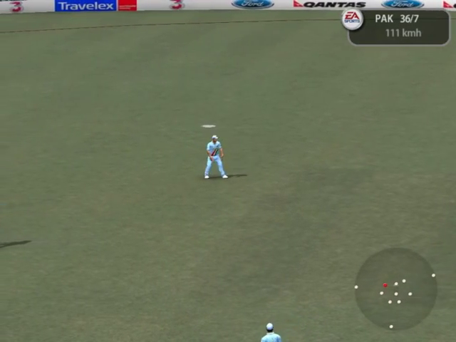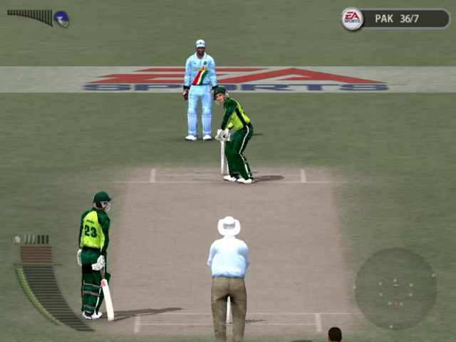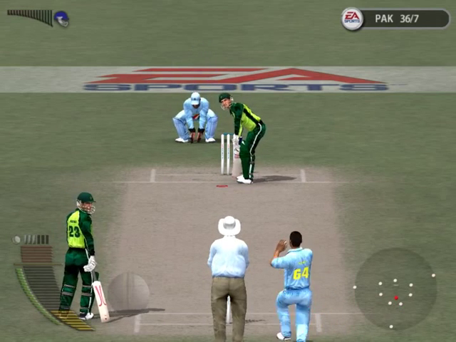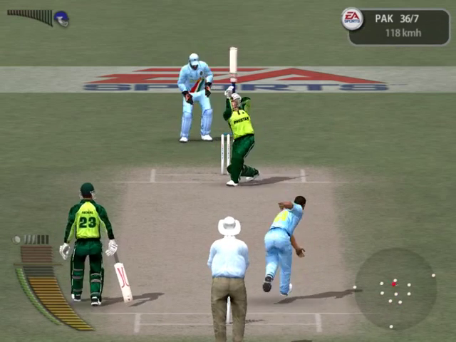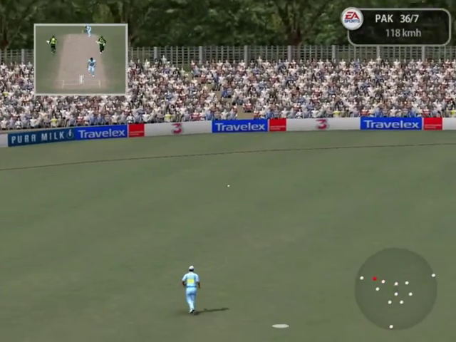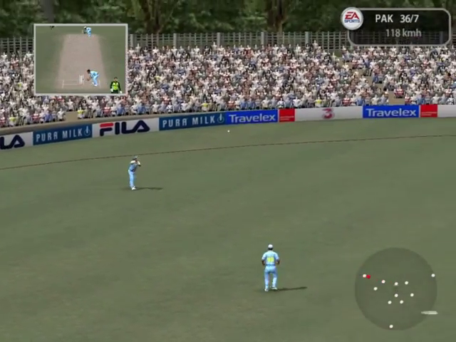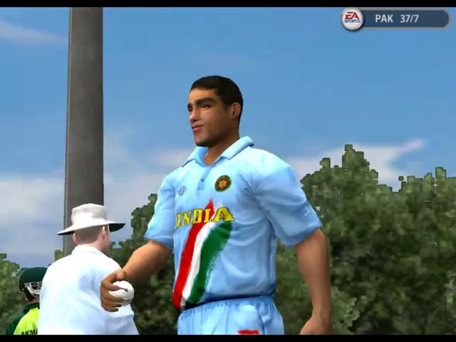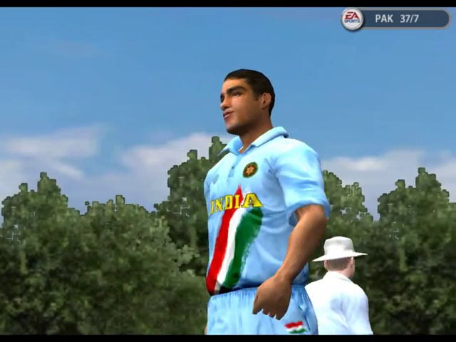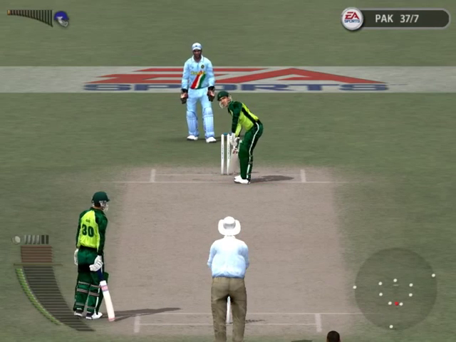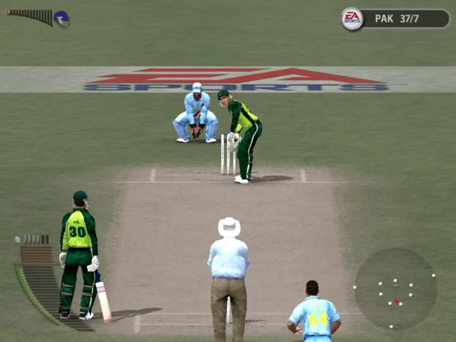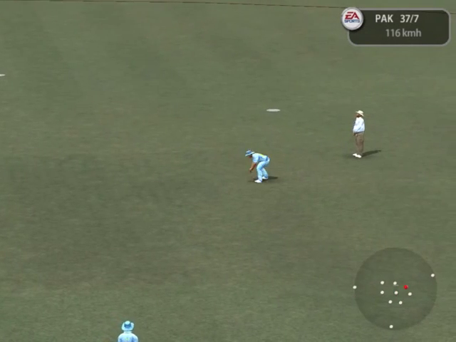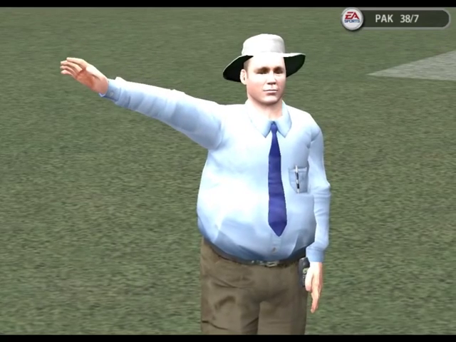Hit straight to a fielder. Nehra, the ball to Umar Gul. He's got it into the gap. That's the first runs of the day for Umar Gul. Kamran Akmal facing. That was a no ball by Nehra. You can't afford to bowl too many no balls in one-day cricket.